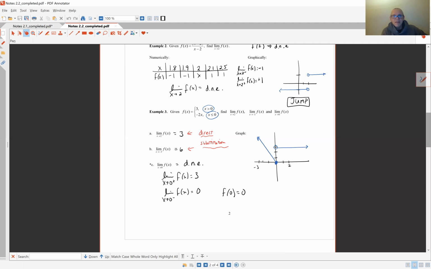But when you look at the limit as x goes to 0, if we approach 0 from the right, the limit is 3, because it's just the line y equals 3. And if we approach f of x as x goes to 0 from the left, the function is actually defined at x equals 0. If we approach 0 from the left, the value of f of x is 0. So the limit coming from the left and the limit coming from the right are two different values.